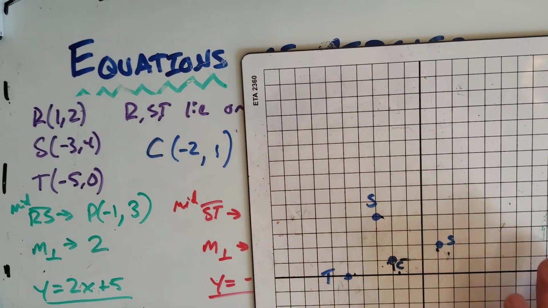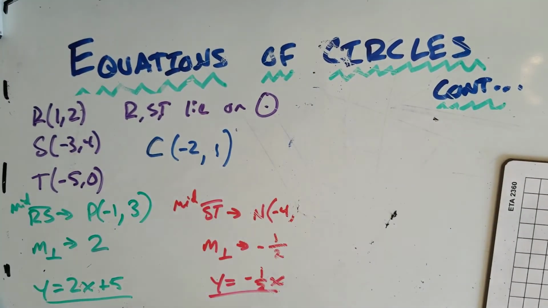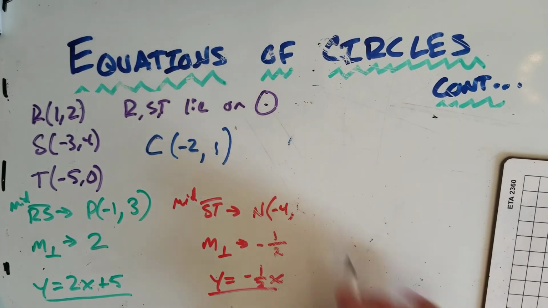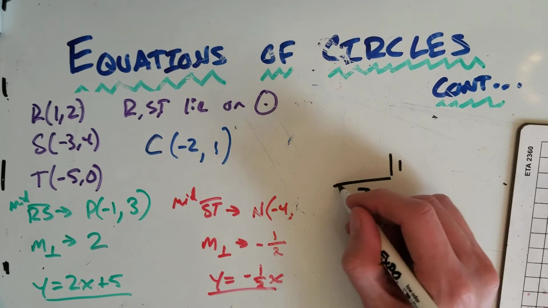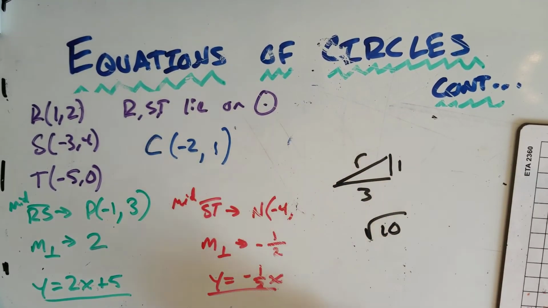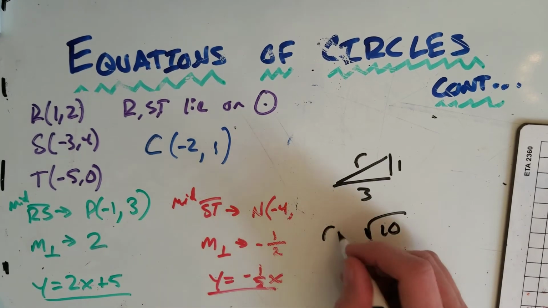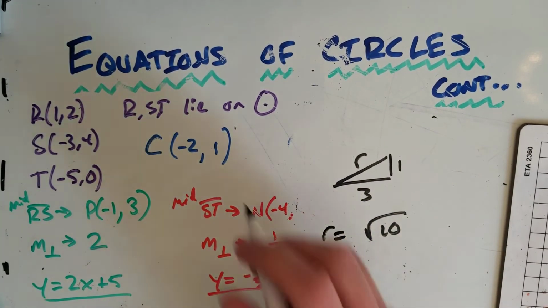And if we use those little right triangles, or you could use the distance formula, essentially the same thing. If you make one of those triangles like C to T here, it would look like this. This would be the radius, so square root of 10 would be your radius. And if we want to make an equation for this, we have all the information we need.